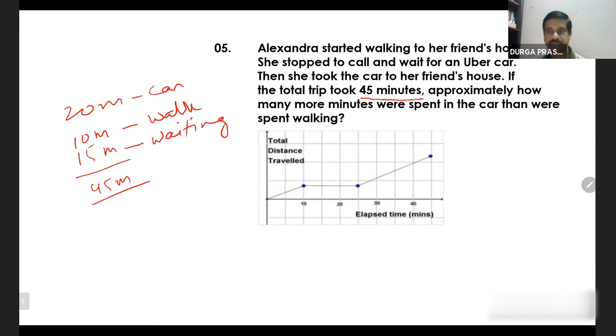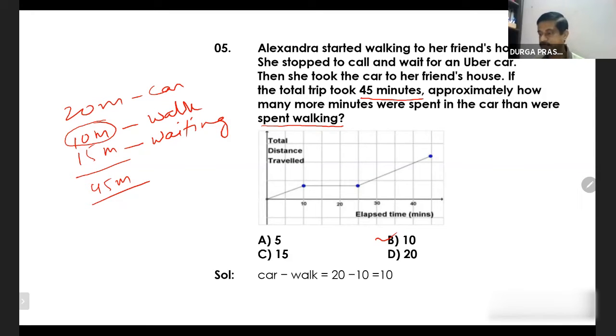Okay, that is what he said, 45 minutes. Now let us see what he has asked. He's asking about time spent walking. What is the walking time? 10 minutes. So therefore the answer is B. Option B is the answer. Please note it.